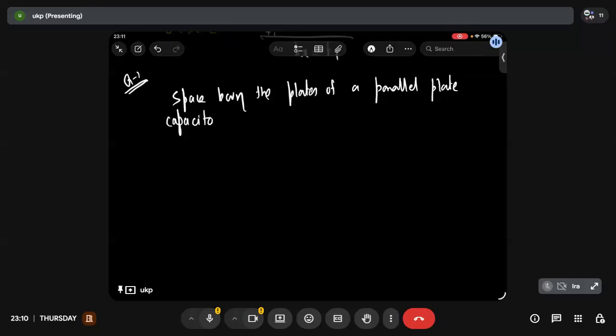Is this color okay or should I change it? Is the white visible properly, or do you want me to change? Fine. Yes sir. Okay.